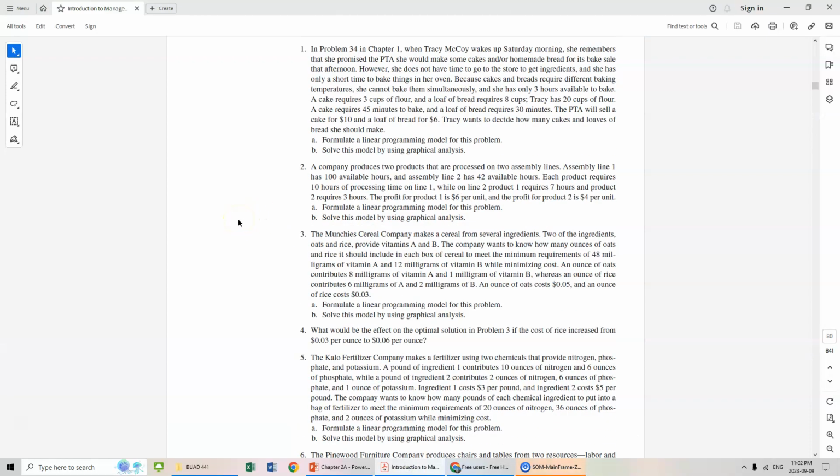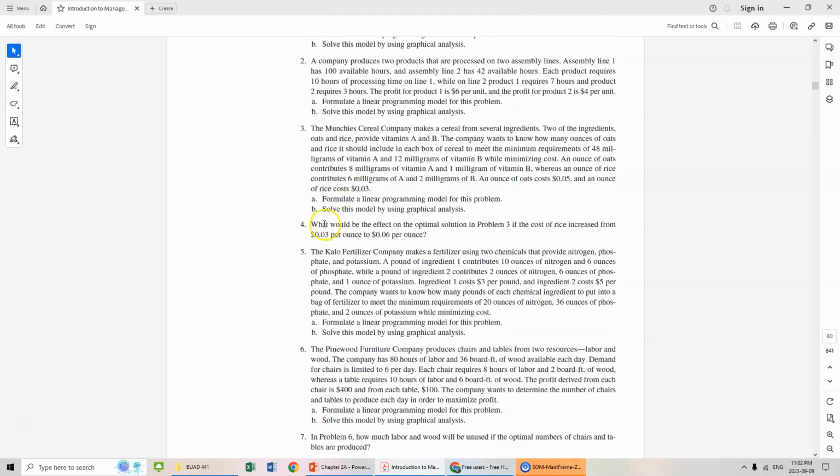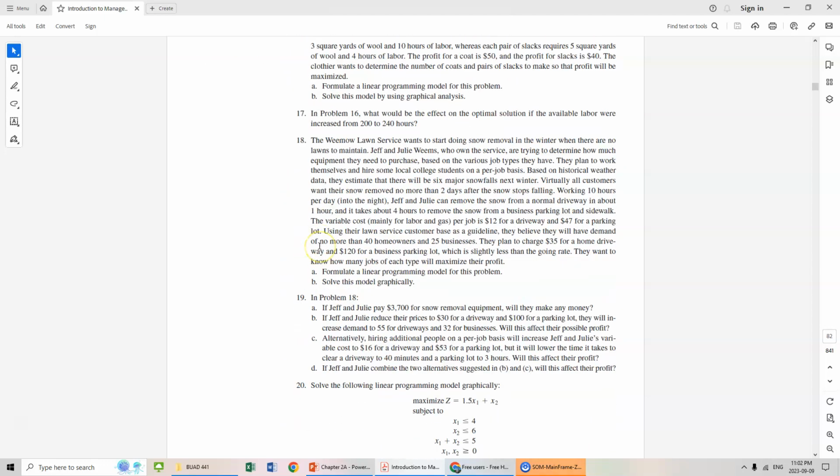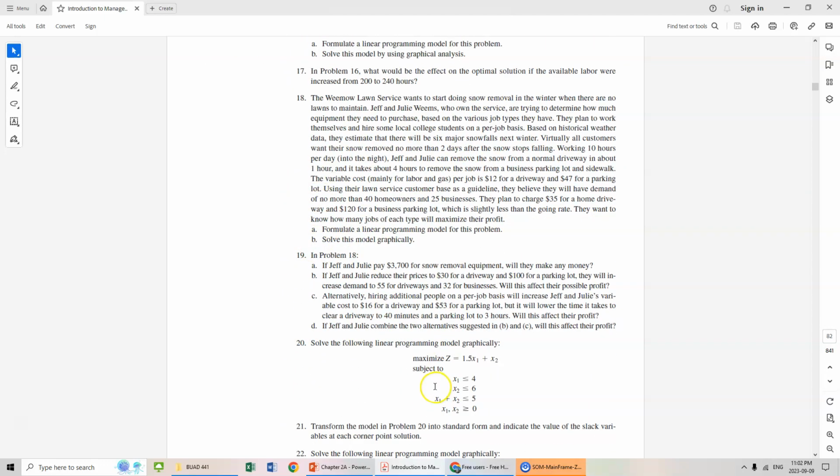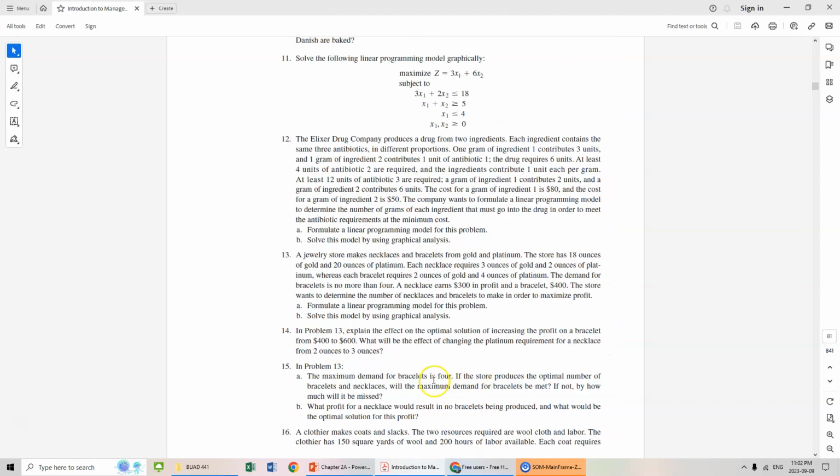Hello students. In this video I'm going to go over two examples. I'm going to write out the constraints for question 1, and then I'm going to let you solve it, and then I'm going to go to question 20. This is a maximization problem, and I'm going to draw this out and then let you solve it.